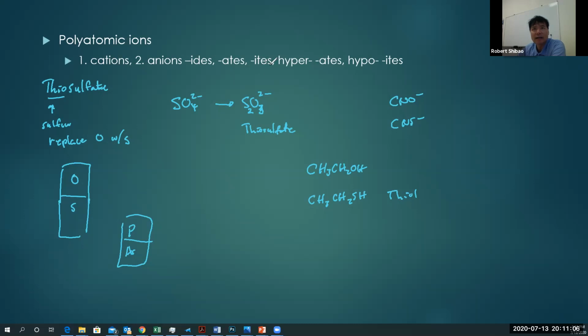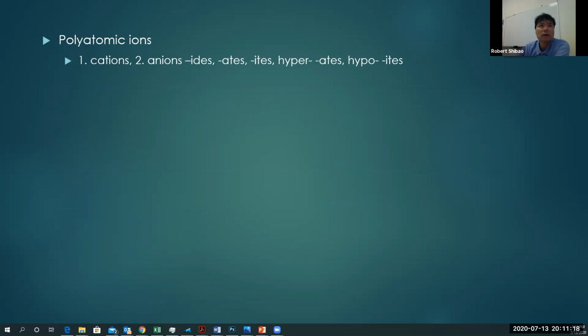So for example, the ites, I never memorize any of the ites because the ites follow a simple pattern. Let's take a look at what that pattern is. Let me clear all these drawings here. When we have the ites, the simple pattern is one less oxygen than the ates, same charge.